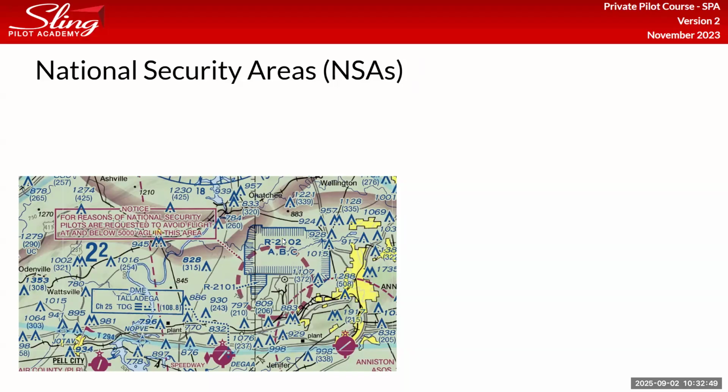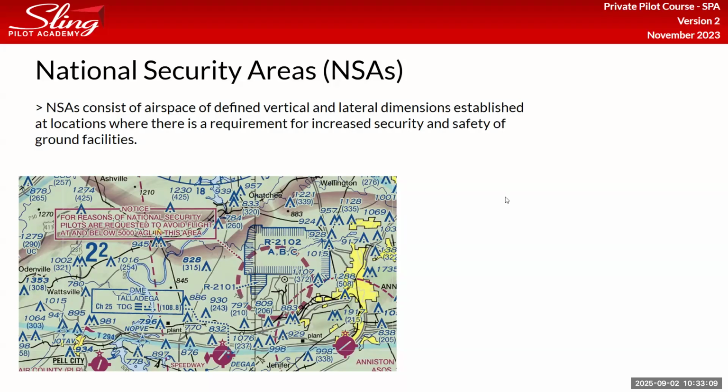So make sure when you're looking at whatever airspace, follow this little line, this little arrow that they put on there, and read the box, because that'll tell you exactly what it is. National security area below, at or below 5,000 AGL. Okay? Read the box if it's there, look around. But yeah, they have dimensions. It's for increased security, safety of ground facilities.